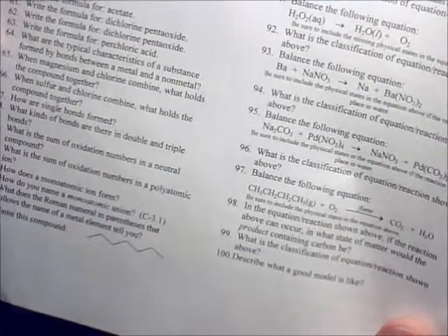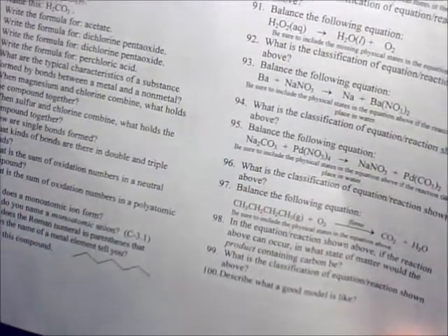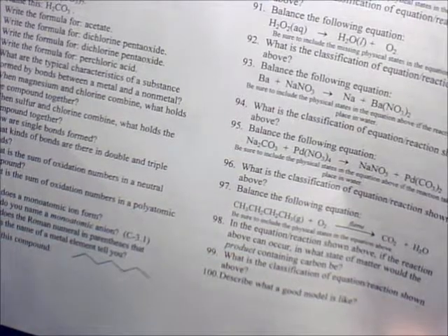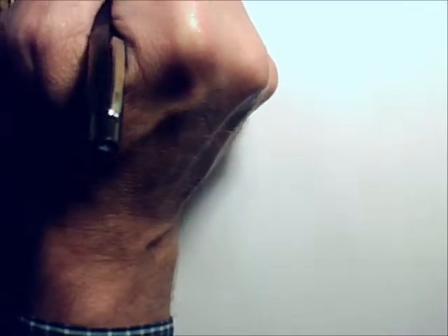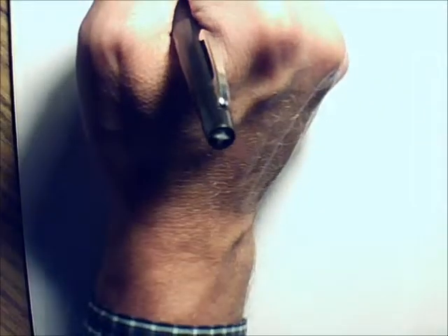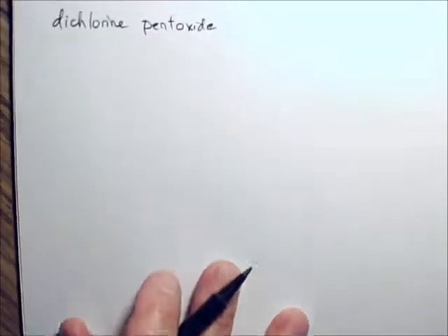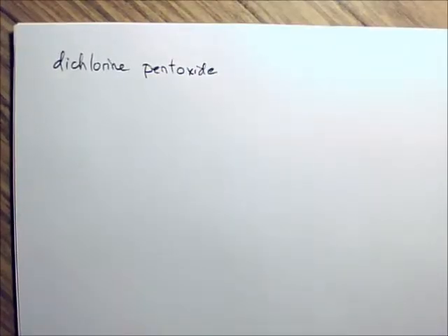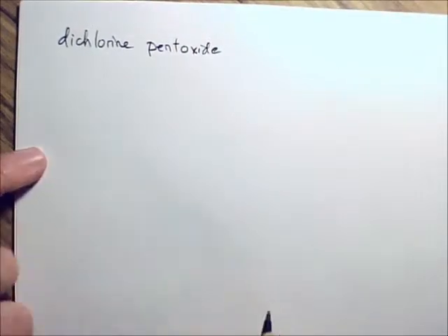65. When magnesium and chlorine... 62, I'm sorry. 62. Write the formula for dichlorine pentoxide. I put pentaoxide in the formula, but really pentoxide is even better. Move it down so you can see it. There we go. All right.